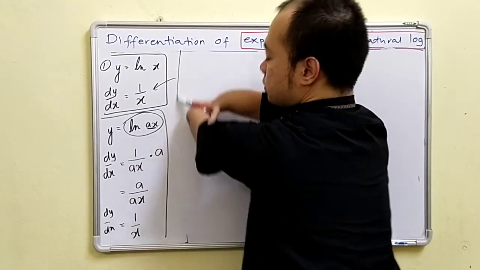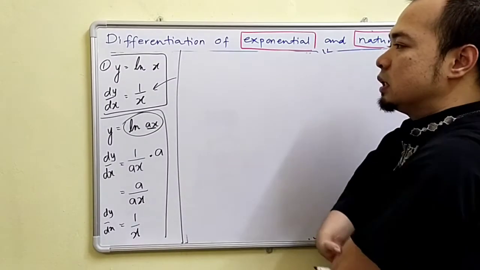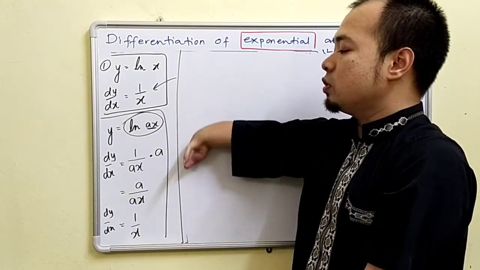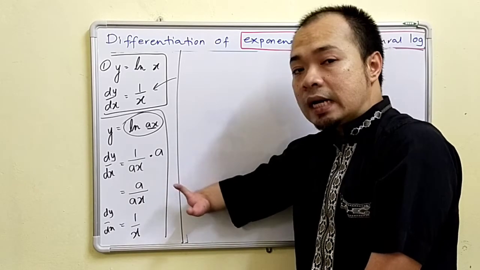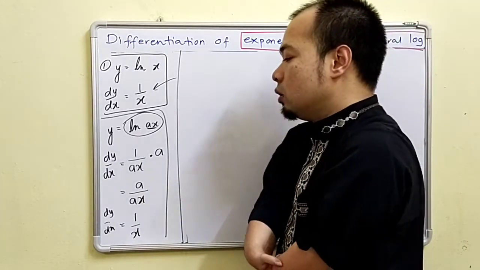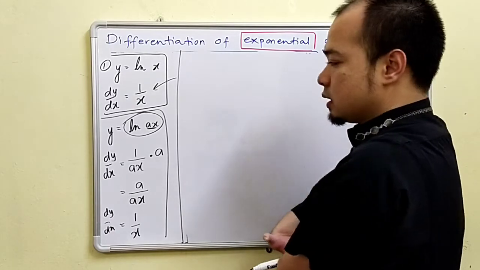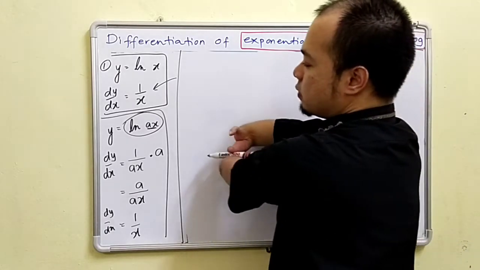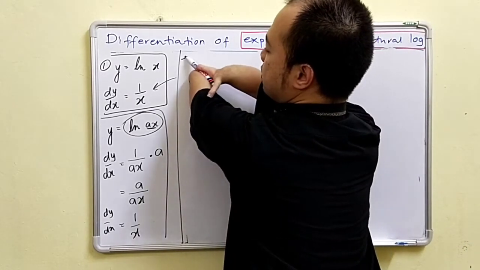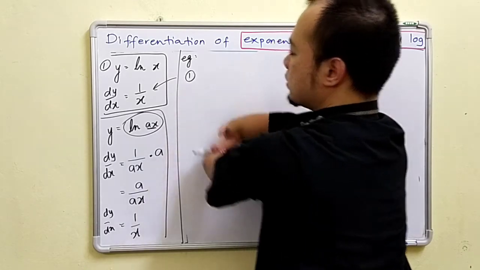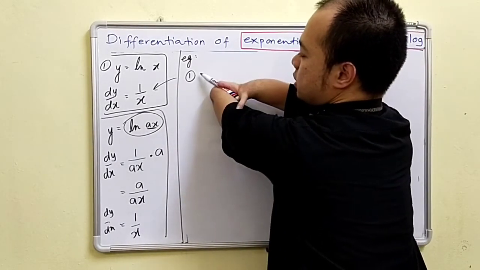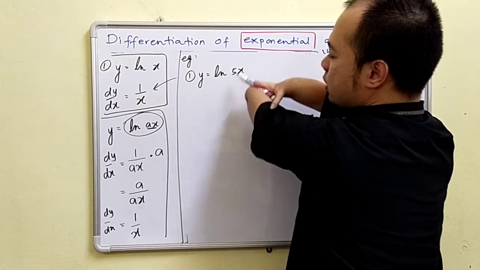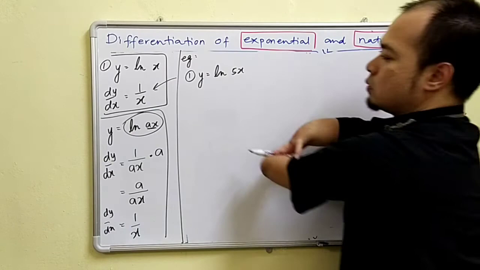Okay, now be careful. In natural log, some question before you differentiate, you need to apply the properties of log. Okay, if you forgot the properties of log, you can revise back what in chapter log. Okay, example like this. Okay, before we go to the properties of log, let's begin with the simple one. y equal to ln 5x.